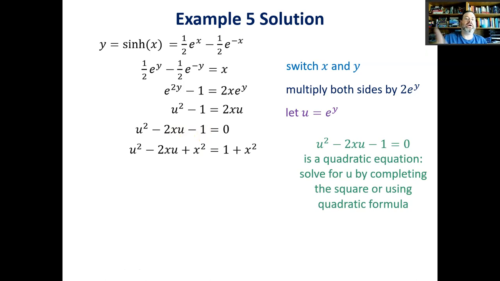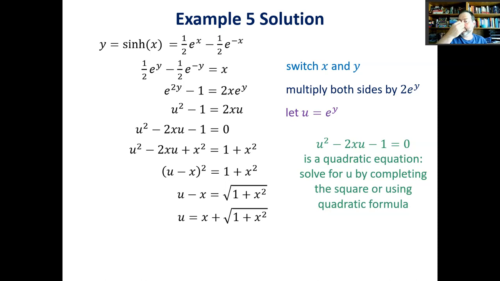So completing the square, you bring the 1 to the right side, divide the coefficient by 2 and square it, so you get x squared. And then you add x squared to both sides. Factor the left side, that's just (u minus x) squared. Take the square root, and you get u equals x plus the square root of 1 plus x squared.